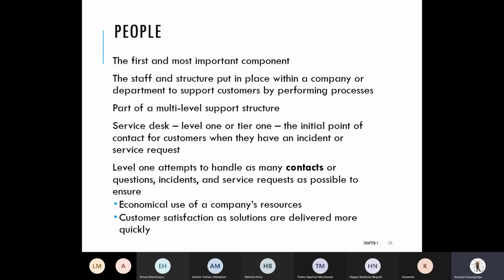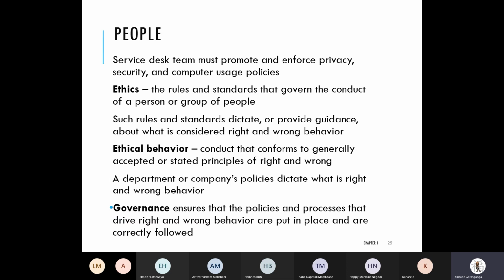So obviously your service desk level 1 or tier 1, the initial point of contact, has to be the most prepared, for lack of a better expression. Why? Because that would ultimately reflect the actual image of the institution or organization that you're looking at that particular point in time.